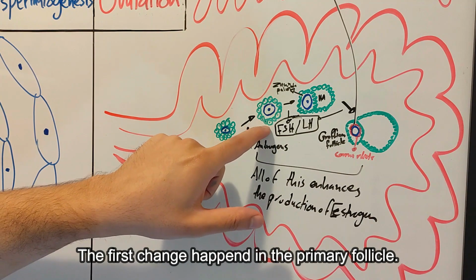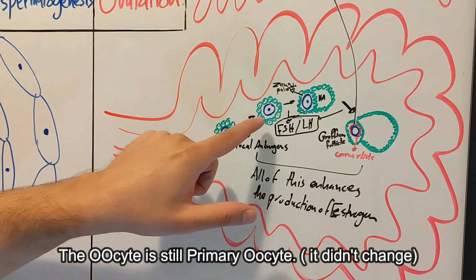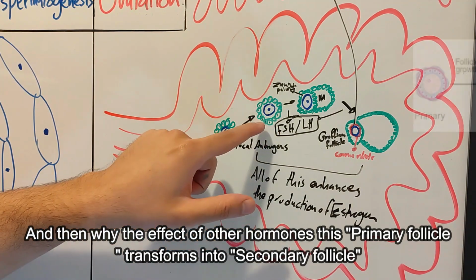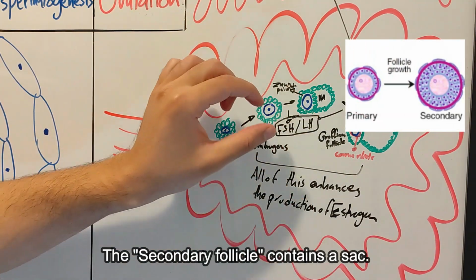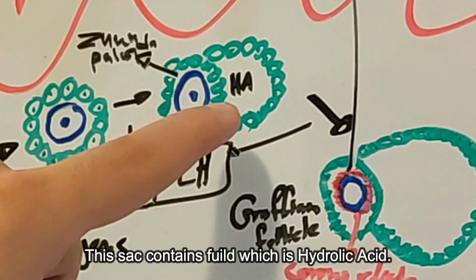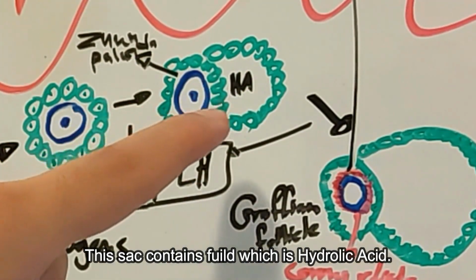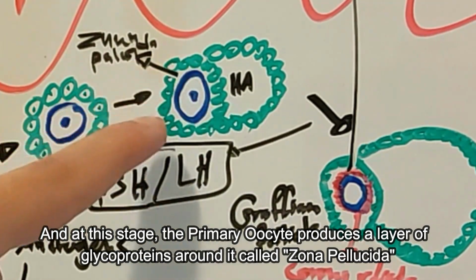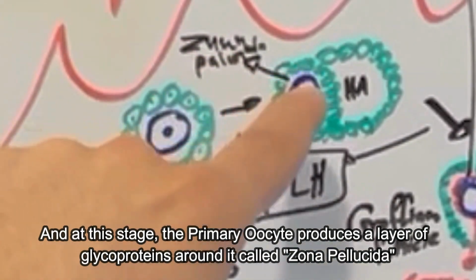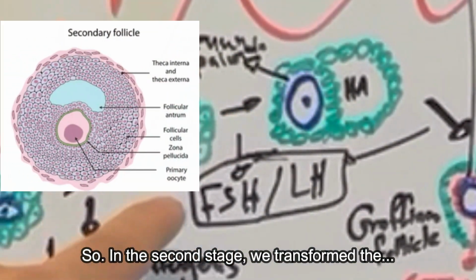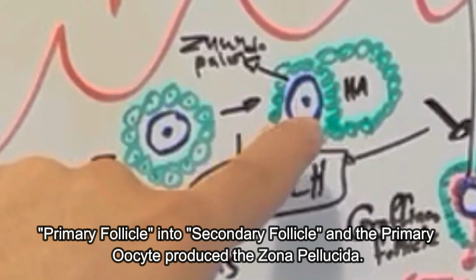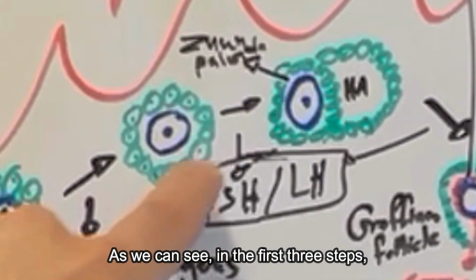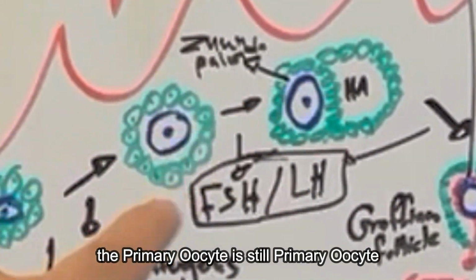The first change happens in the primary follicle. The oocyte is still a primary oocyte, it didn't change. And then by the effect of other hormones, this primary follicle transforms into a secondary follicle. The secondary follicle contains a sac. This sac contains a fluid, and at this stage, the primary oocyte produces a layer of glycoproteins around it called the zona pellucida. So in the second stage, we transform the primary follicle into a secondary follicle, and the primary oocyte produces the zona pellucida. As you can see, in the first 3 steps, the primary oocyte is still a primary oocyte.